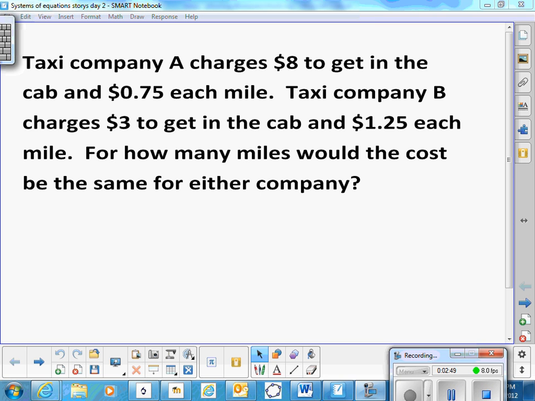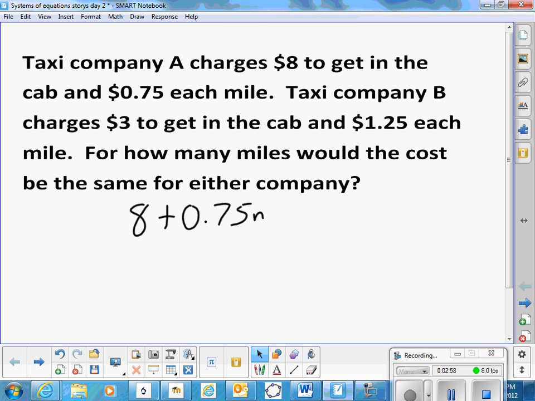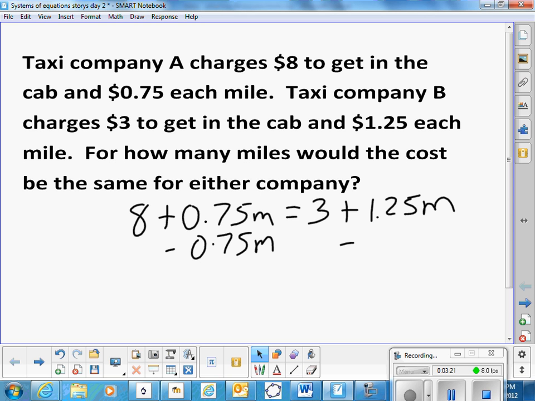Maybe we should try another example. This taxi company charges $8 plus 75 cents per mile. And at some point that will be equal to the other company, which charges $3 per mile plus $1.25. $3 plus $1.25 per mile. Let's subtract the smaller m term. 75 cents per mile is smaller than $1.25 per mile.